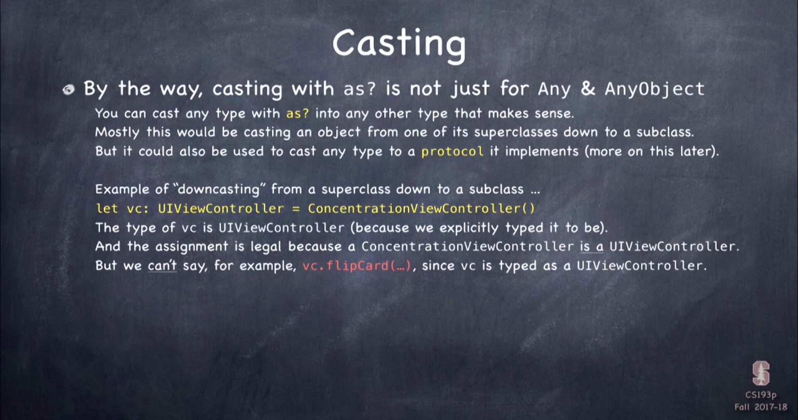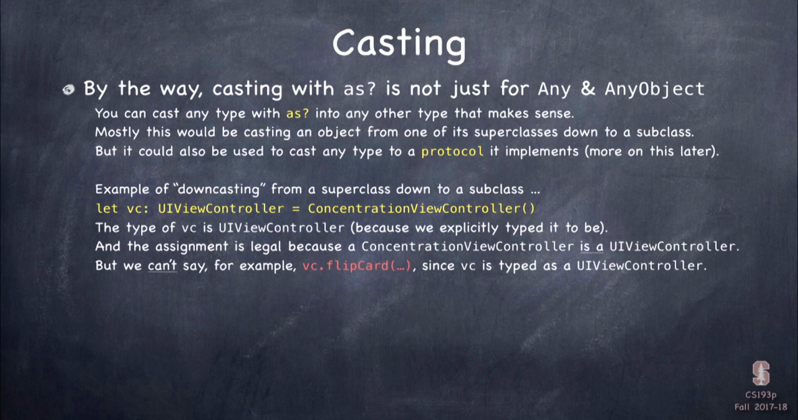Now I'm setting it equal to a newly created ConcentrationViewController, which is a subclass, let's say, of UIViewController. Now the type of vc, even though I assigned to it a ConcentrationViewController, is still UIViewController, not ConcentrationViewController. But this is a legal statement because a ConcentrationViewController inherits from UIViewController and thus is a UIViewController. Now, if I wanted to send flipCard, let's say that was a method in ConcentrationViewController, to vc, I could not do that. It would not even compile. Why? Because vc is of type UIViewController, and the class UIViewController doesn't have flipCard. ConcentrationViewController has it, but not UIViewController.